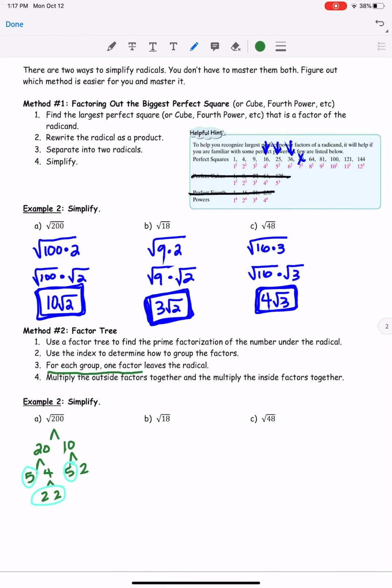For each group, one factor leaves the radical. Whatever does not get a group stays inside. So one 5 comes out, one 2 comes out, and then this 2 here stays inside. Then we multiply the outside factors together. And if we had multiple ones on the inside, we would multiply those together as well. So my final answer, 5 times 2, gives me 10.